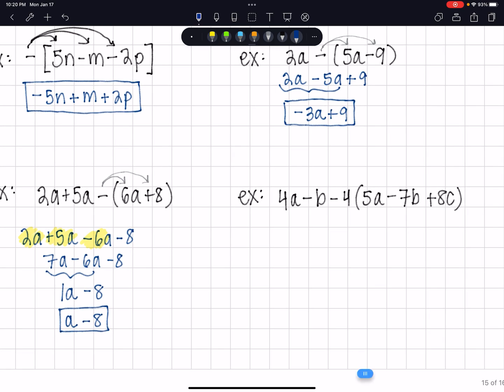The next example, we have 4a minus b minus 4 times the quantity 5a minus 7b plus 8c. So I'm going to distribute this negative 4, so that negative goes along with it. So if you didn't do that, press pause, work it back out again and see if you get the same answer I'm going to get. 4a minus b, and then negative 4 times 5a is negative 20a. Negative 4 times negative 7b is positive 28b, and negative 4 times positive 8c is negative 32c.